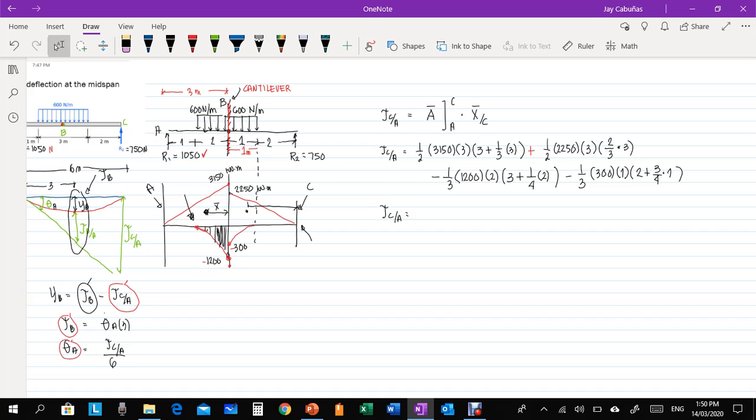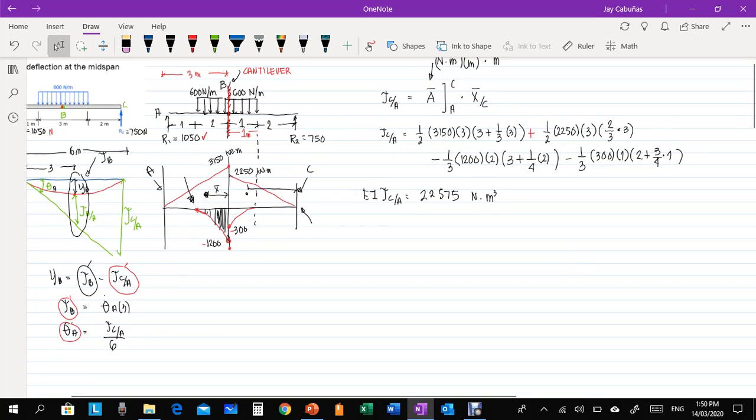The answer should be 2,575. Okay, what's the unit? The unit is what? Since the unit of area is Newton meter times meter, right? Times the centroid in meters, so that is Newton cubic meter. Take note, it is still multiplied by the flexural rigidity at that point, EI. Okay, so we have now computed TCA.